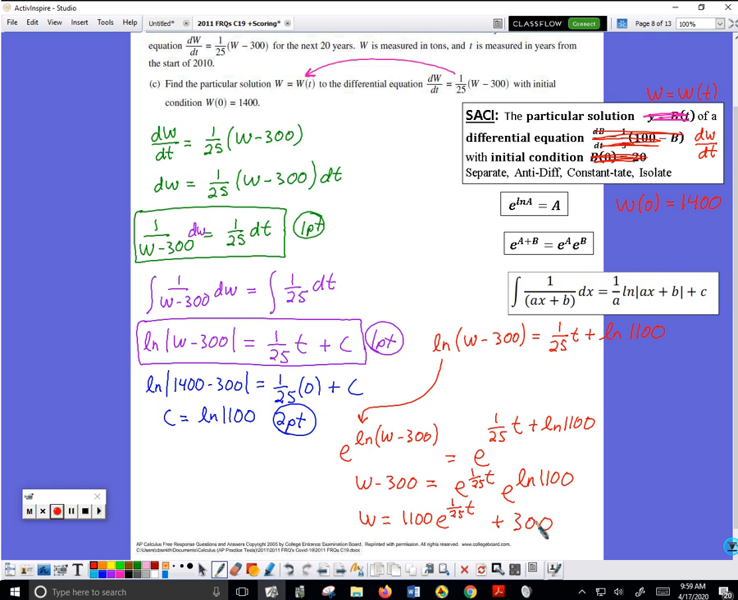You have that red box. You get the fifth point for this particular problem. You actually can leave it like this and just add 300 over, and you also get full credit.